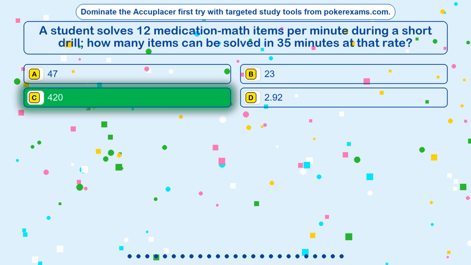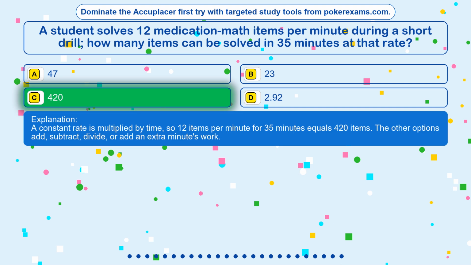The correct answer is option C, 420. A constant rate is multiplied by time, so 12 items per minute for 35 minutes equals 420 items. The other options add, subtract, divide, or add an extra minute's work.